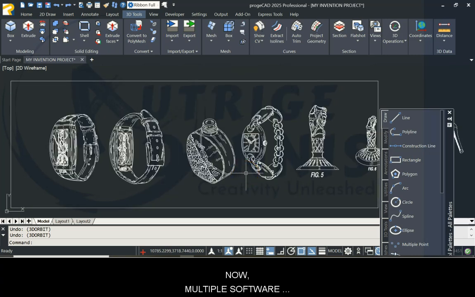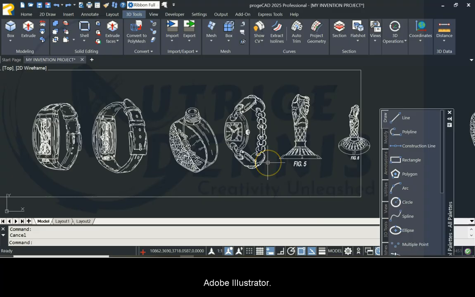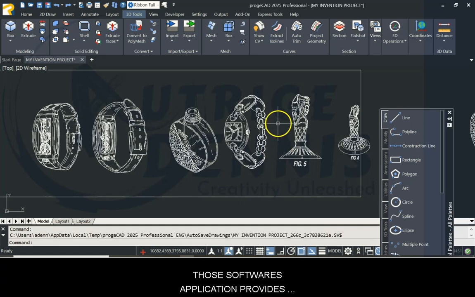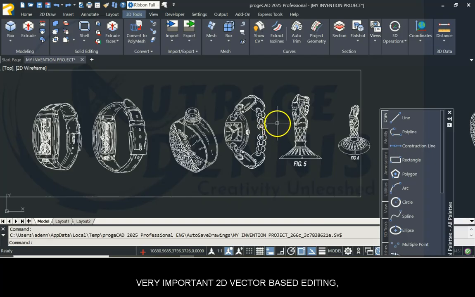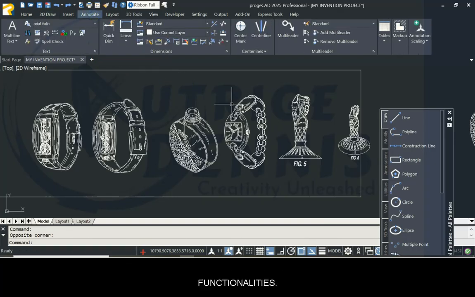Now, multiple software solutions are employed when it comes to creating patent drawings. Software programs such as AutoCAD, ProgeCAD, which we are using here. ProgeCAD is spelled P-R-O-G-E-C-A-D, ProgeCAD. Adobe Illustrator, those are like veteran software. CorelDRAW, those software applications provide very important 2D vector-based editing, including layering, annotations, and other functionalities.